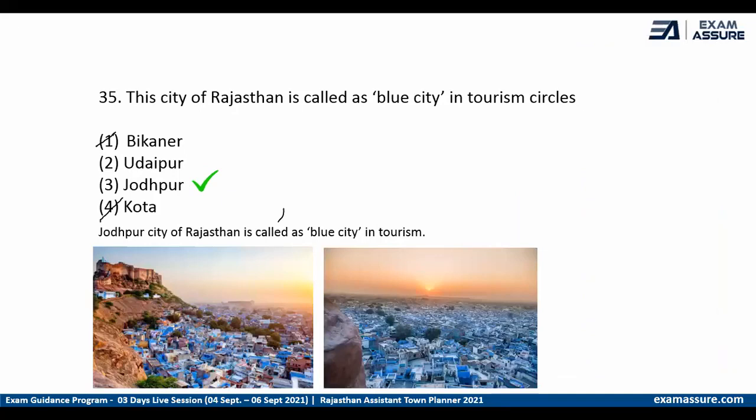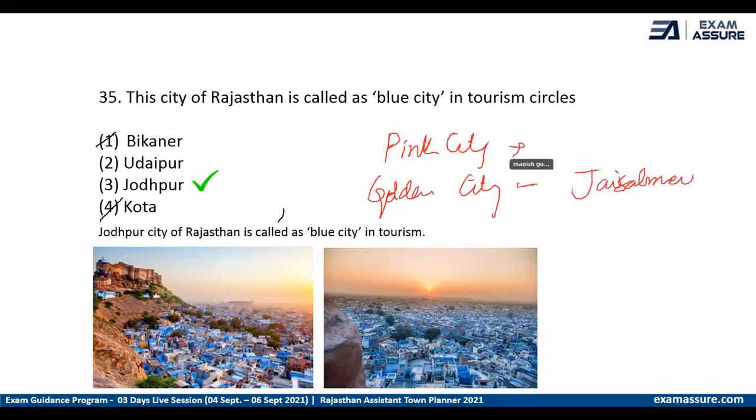Which city of Rajasthan is called the Blue City? I think this is very easy. Jodhpur is the city, and again, if you have Pink City or Golden City, you will know what those cities are. So Jodhpur is the Blue City, and we have Pink City, Jaipur, and Jaisalmer as the Golden City. So these questions can come. Okay, this is a very simple question from Rajasthan. I think everyone would be aware.